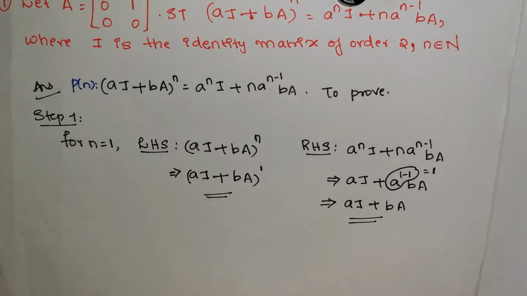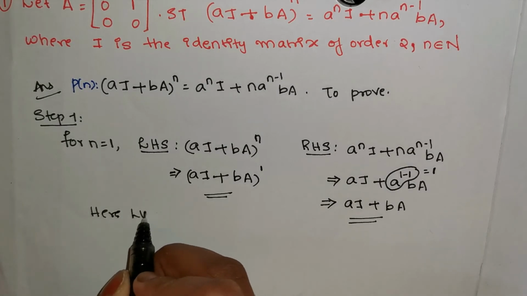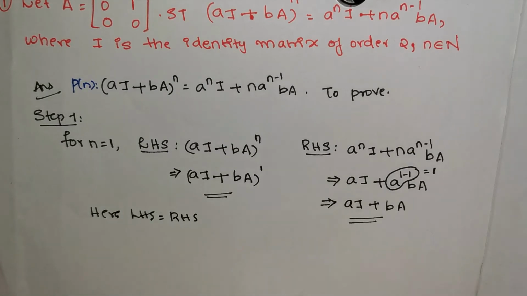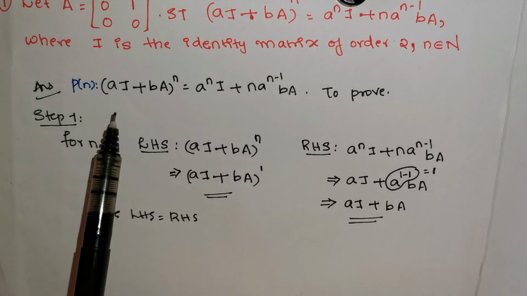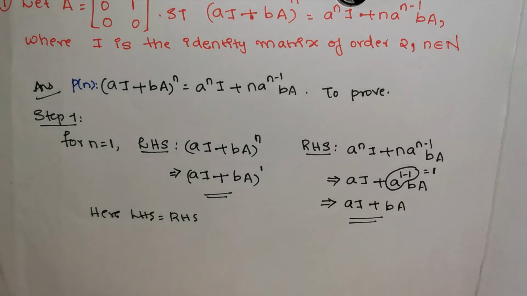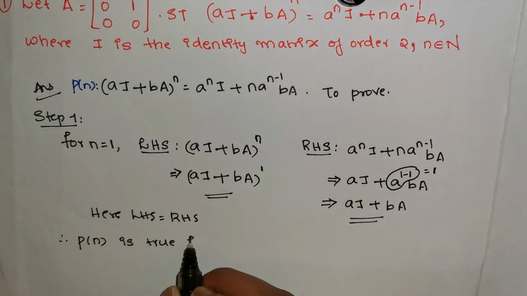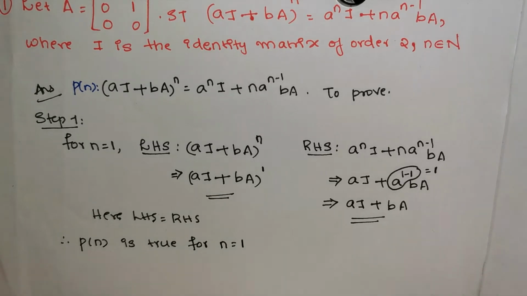So this is my answer. So here LHS and RHS both are equal. So I can write here LHS is equal to RHS. So we can write the statement is true for n is equal to 1. When we substituted the value of n is equal to 1, we are getting LHS and RHS the same. So we can say this particular statement is true. Therefore, P of n is true for n is equal to 1.